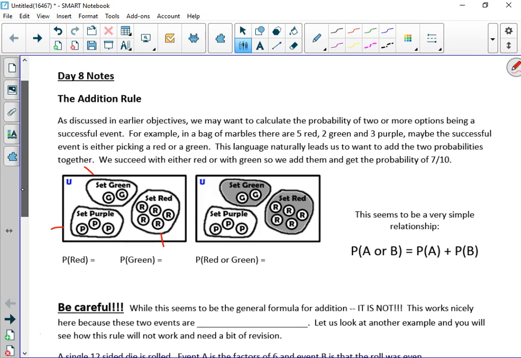So what's the probability of red? 5 out of 10. What's the probability of green? 2 out of 10. If we add those together, 5 out of 10 plus 2 out of 10 equals 7 out of 10. Therefore, this seems to be a very simple relationship. The probability of A or B is just the probability of A plus the probability of B.